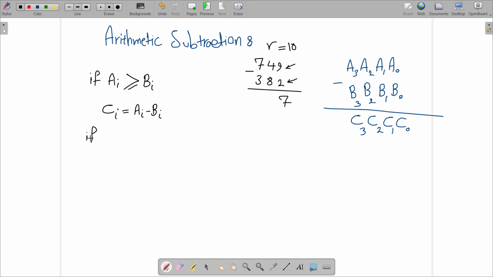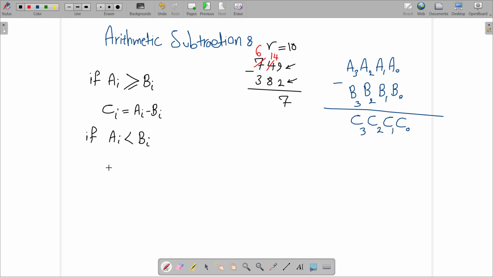Now, if Ai is less than Bi, like this one, 4 is Ai, 8 is Bi, how can I find this one? We say that we borrow 1 r from Ai plus 1, for example from here, and add 1 r to the next one. Here we get these 6, and this one will be 14. Then we do the subtraction.